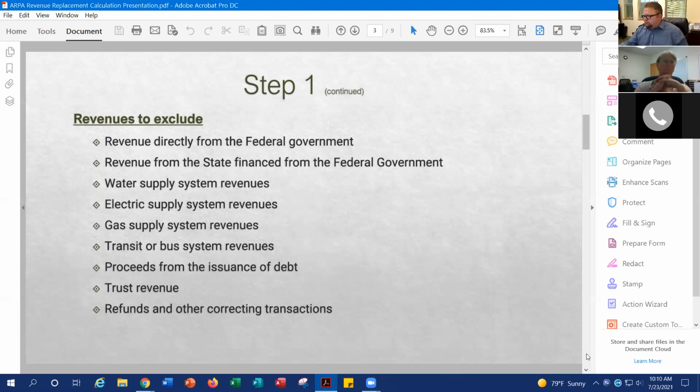We also exclude water supply system revenues, electric supply and gas supply, and transit or bus system revenues, proceeds from the issuance of debt, trust revenue, and refunds or other correcting transactions.